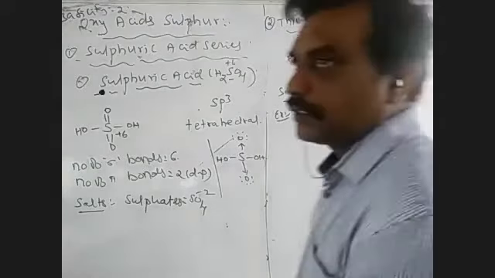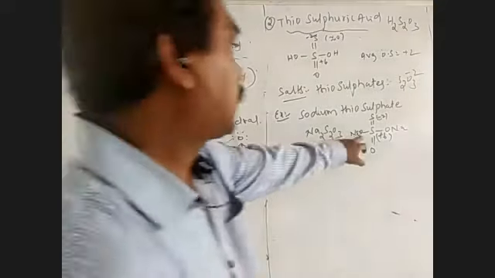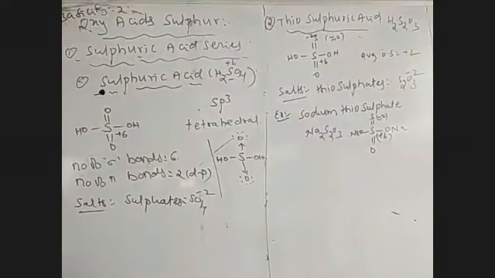So in sodium thiosulfate, two types of sulfur atoms are there. One of the sulfur atoms has the +6 oxidation state, and the other sulfur has the -2 oxidation state.